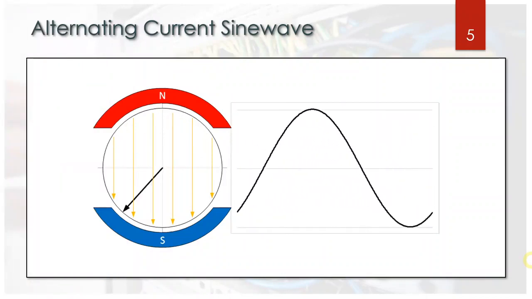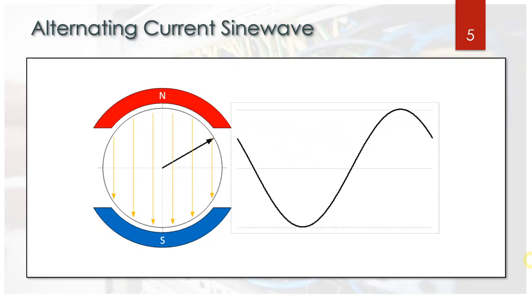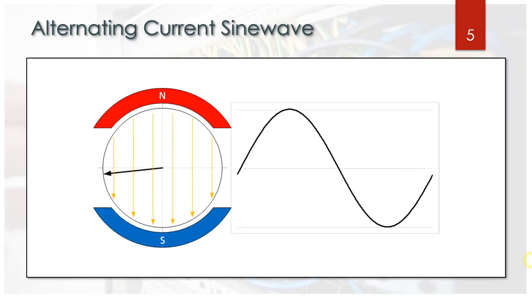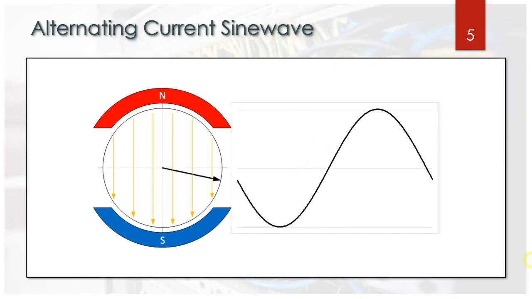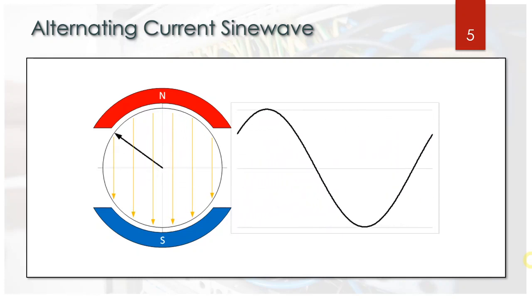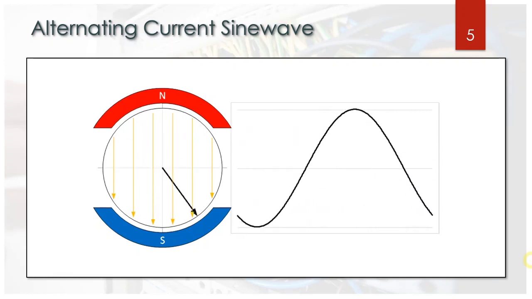So to the left is a generator. We're going to learn about that in electrical applications. But to the right is what we call a sine wave, or a sinusoidal wave. And if you ever studied trigonometry, the sine, cosine, and tangent functions all have to do with this mathematical principle. But what we're looking at here is a sine wave.